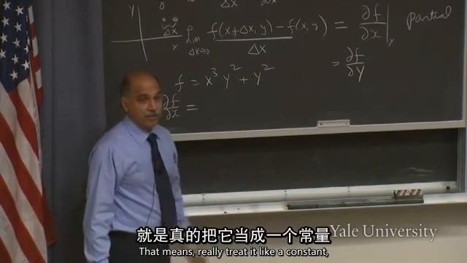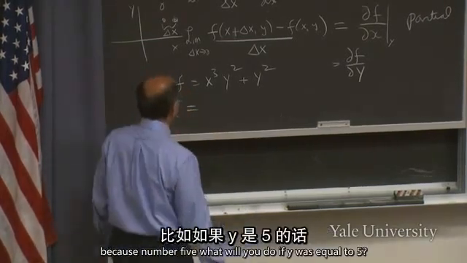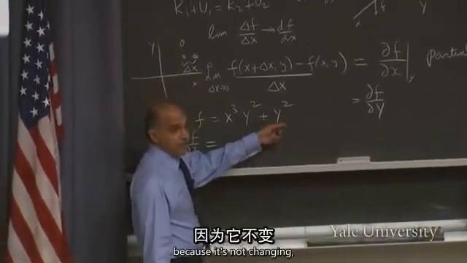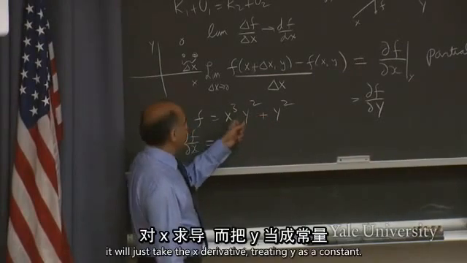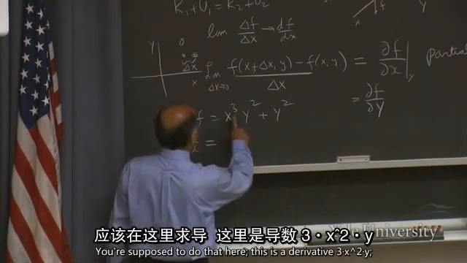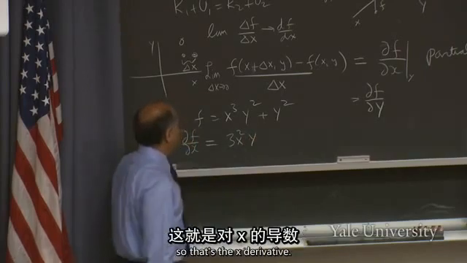That means really treat it like a constant. If it was the number 5, what would you do? If y was equal to 5, this would be 25, and it's not part of taking derivatives because it's not changing. And here, it will be just standing in front doing nothing. We'll just take the x derivative, treating y as a constant. You're supposed to do that here. The derivative is 3x squared y. So that's the x derivative.